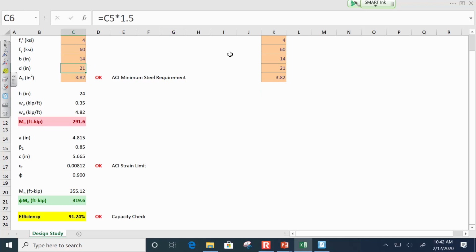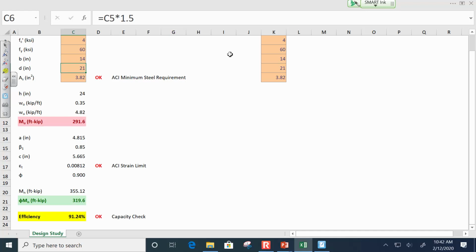Like if I make this 42, not only does it change the capacity, but it also changes the moment that goes on the beam, because if you made the beam twice as deep, you made it twice as heavy too. Does that make sense? All right. Okay. So I want to show you something.